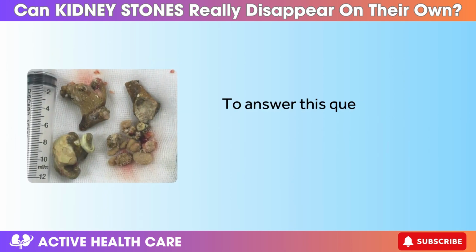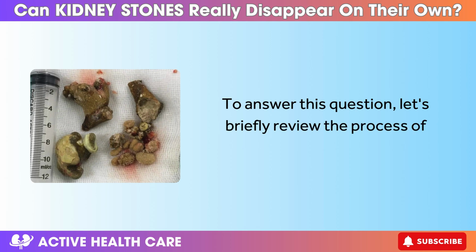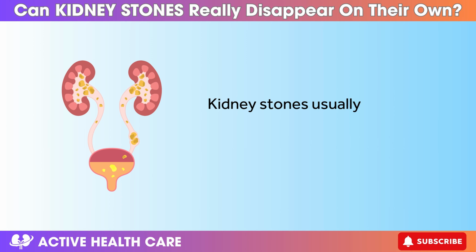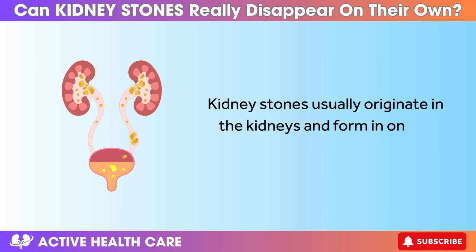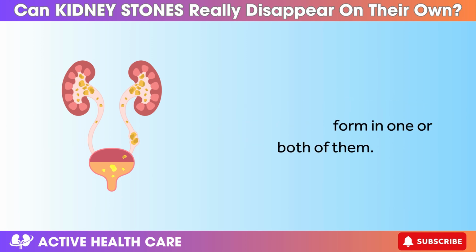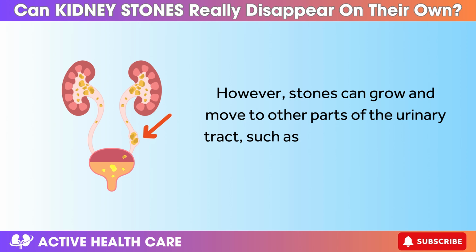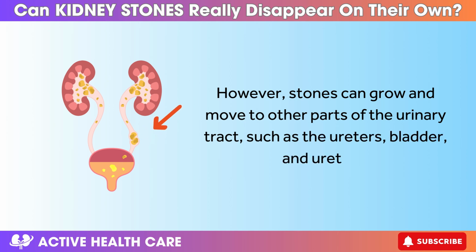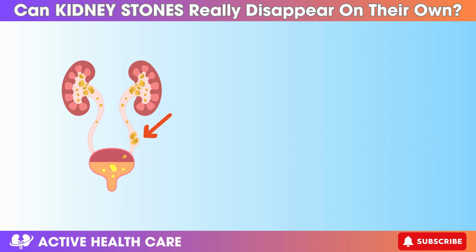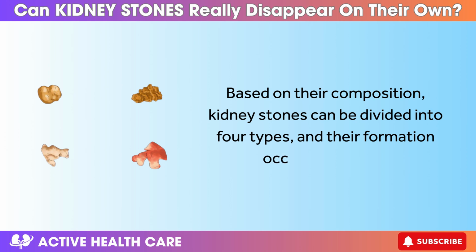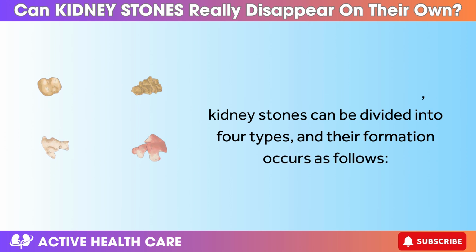To answer this question, let's briefly review the process of kidney stone formation. Kidney stones usually originate in the kidneys and form in one or both of them. However, stones can grow and move to other parts of the urinary tract, such as the ureters, bladder, and urethra. Based on their composition, kidney stones can be divided into 4 types, and their formation occurs as follows.